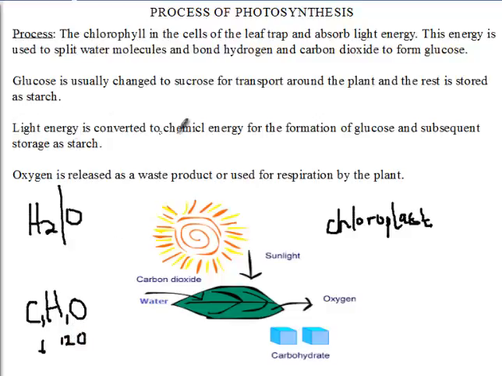Now, light energy is converted to chemical energy for the formation of glucose and subsequent storage as starch. So the light energy from the sun will be converted to the chemical energy which is stored in the food, and then eventually oxygen will be released as a waste product. And this oxygen as a waste product is also useful for respiration by the plant and other organisms.